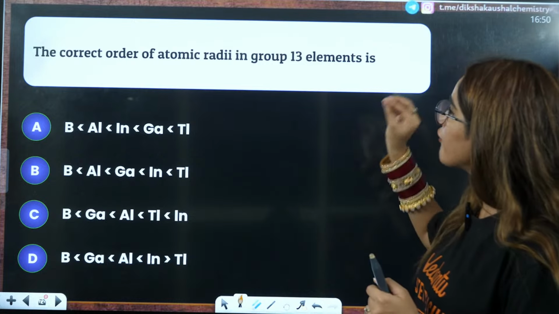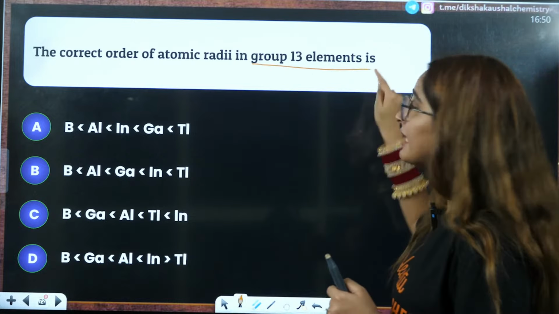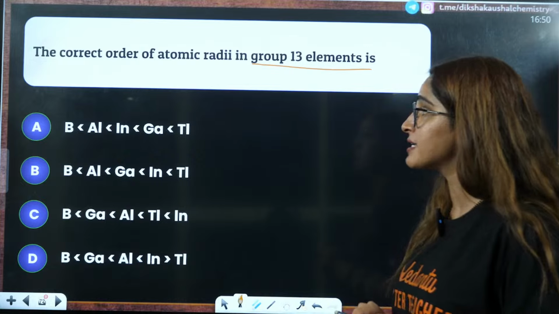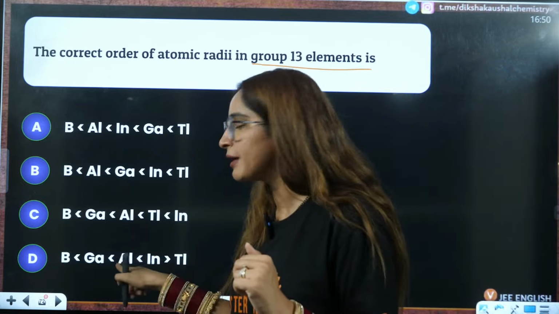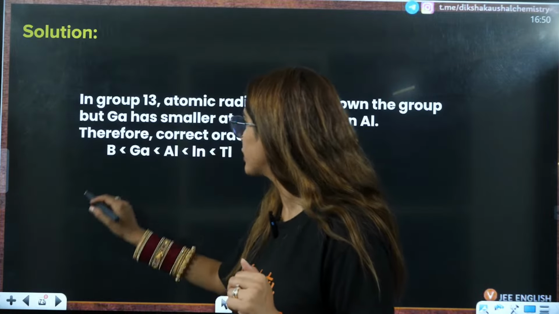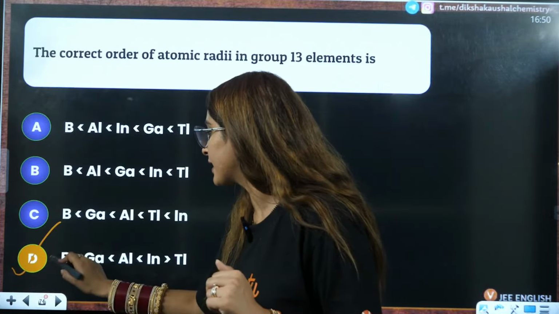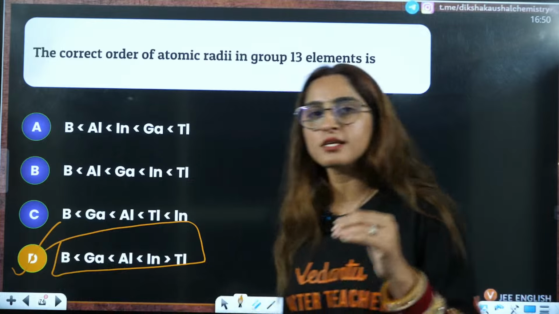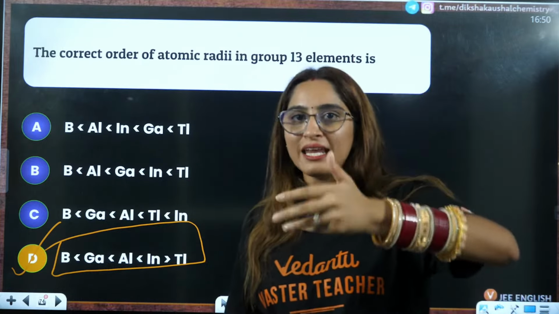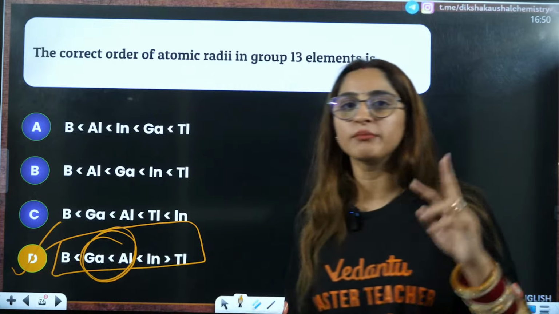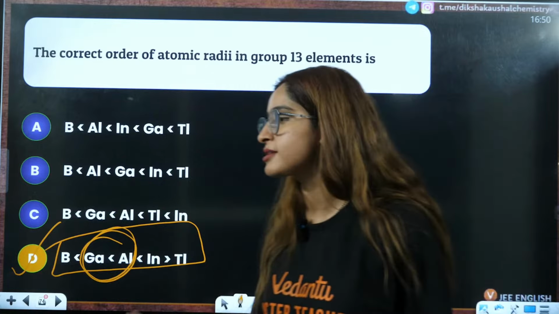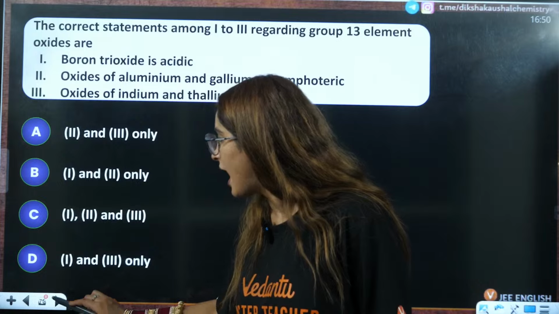The correct order of atomic radii in group 13 elements. Group 13 elements, guys, atomic radii. So there is one variation here between gallium and aluminium. So the answer is going to be D, the correct answer. Rest is, we know that atomic radii will increase down the group, but the variation is in gallium and aluminium. They will switch the position, and this is the final answer that you have.